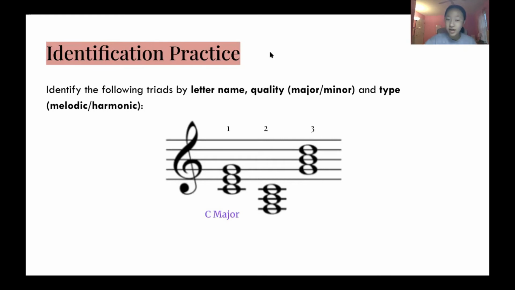Okay, so the first triad is C major. We're starting on C, and then we have E and G. The second one is F major. It might be kind of difficult, but if you count down from this C, you go to A and then F. The bottom note is F, so we have F major. And then the last one is G major, because we start on G and we go to B and D. And these are all harmonic triads because they're played at the same time.